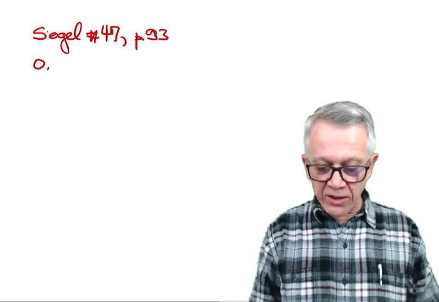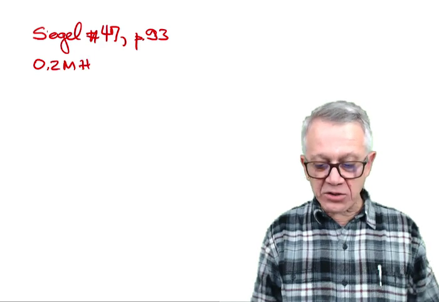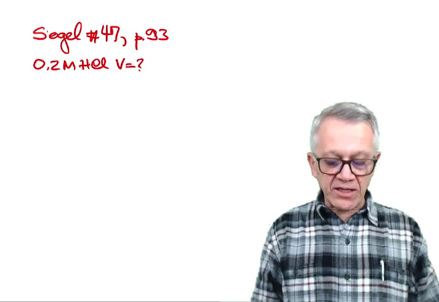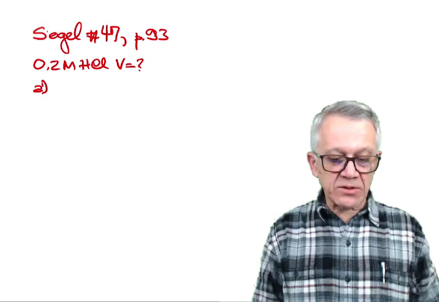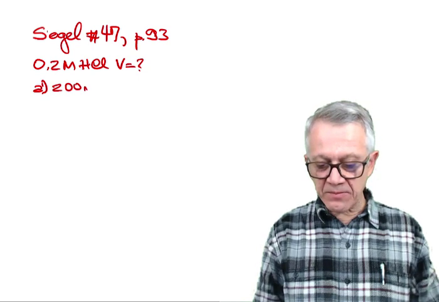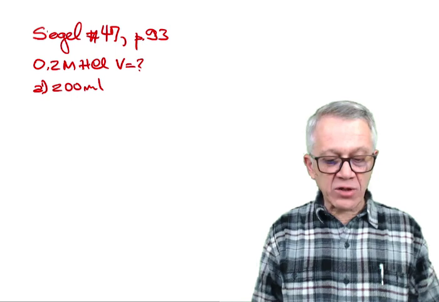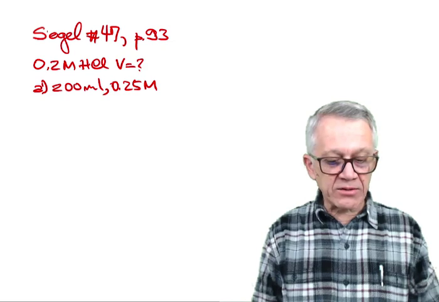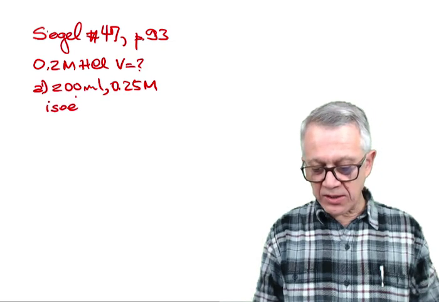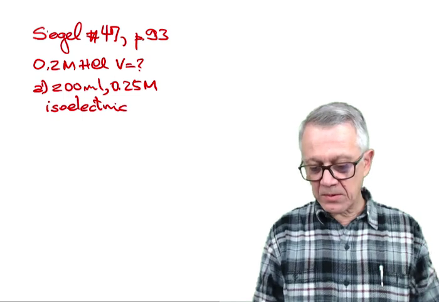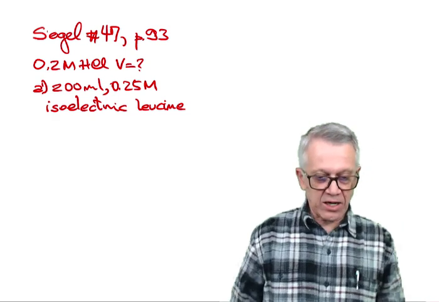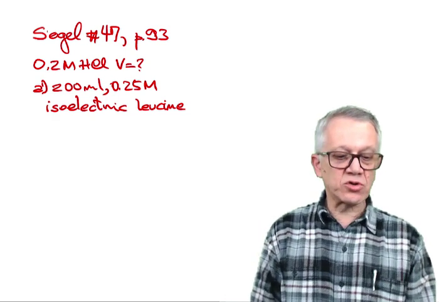This problem asks us to calculate the volume of 0.2 molar HCl which would be required to titrate completely, in part A of this problem, 200 milliliters of 0.25 molar isoelectric lysine. Let's leave this aside for a while while we solve this problem.